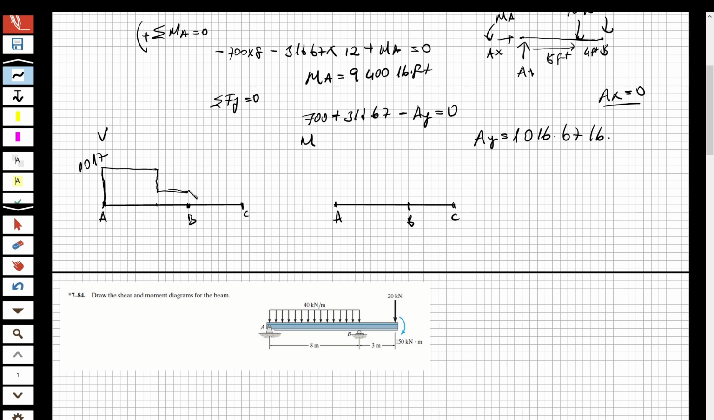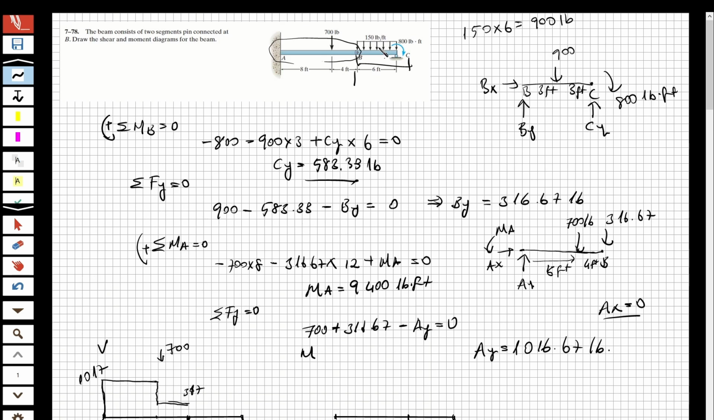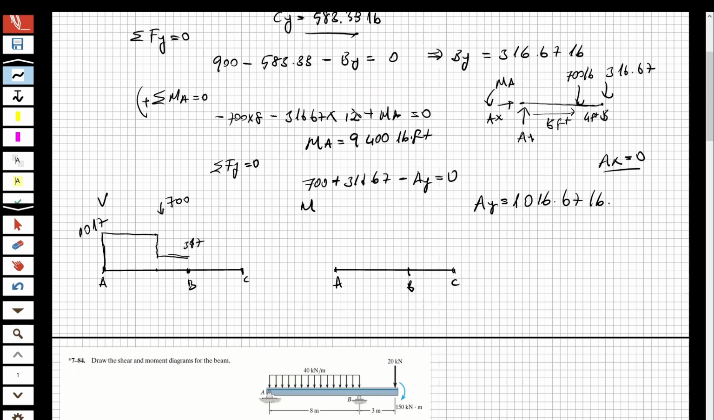Now I'm at B, and this is 317. Sorry, 317, because a force applied as 700. And here, look at here, I have a distributed load, and due to this distributed load, I'm going to decrease as triangular, because the distributed load affects the shear as triangular, and it's going to be something like that. The amount of that distributed load, 150 multiplied 6 equal to 900, right?